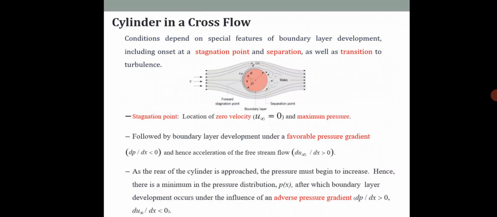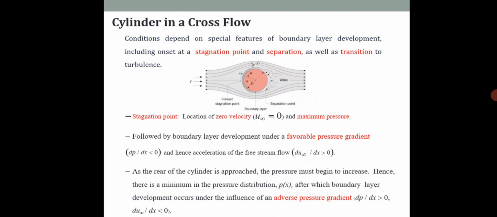Just see, you are placing a cylinder in a cross flow. The conditions will depend on special features of boundary layer development. So there will be a stagnation point, separation, as well as a transition point from laminar to turbulent. The stagnation point is a location of zero velocity and maximum pressure. After that we have boundary layer development under a favorable pressure gradient.